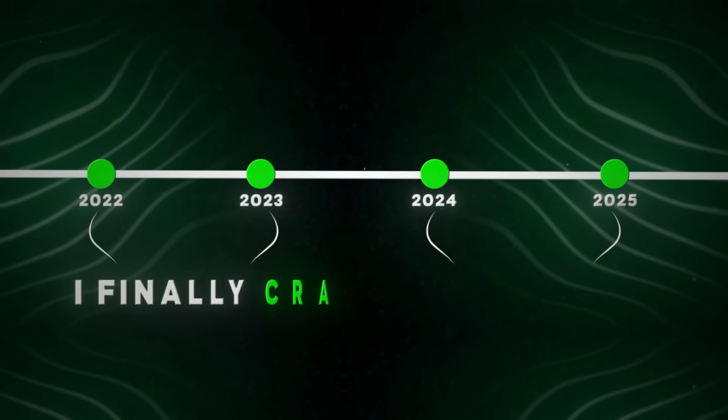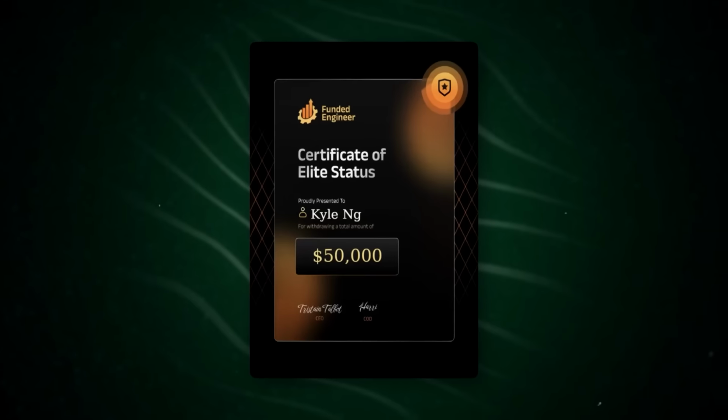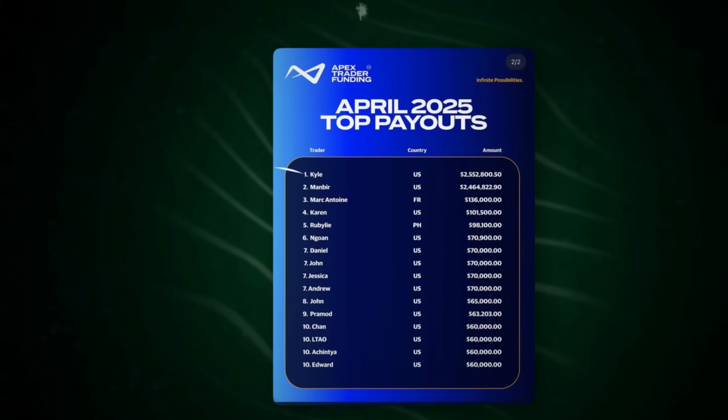I've been trading for 14 years, but it wasn't until the last 3 that I finally cracked the code, making $4.5 million and breaking the world record with a $2.5 million payout. In this video, you'll discover the easiest way to trade ICT from scratch.